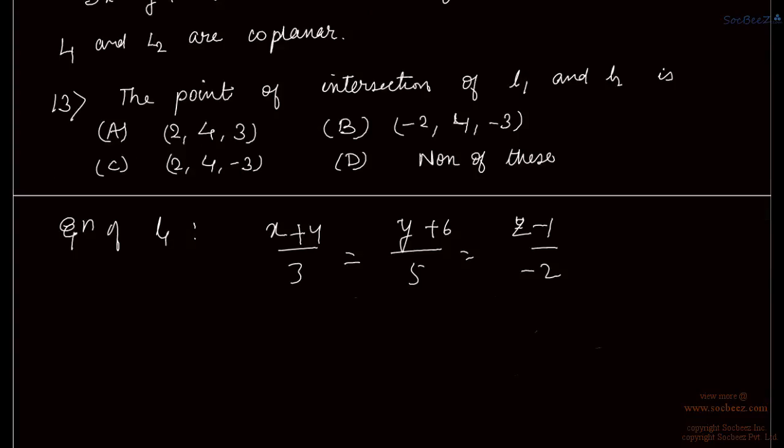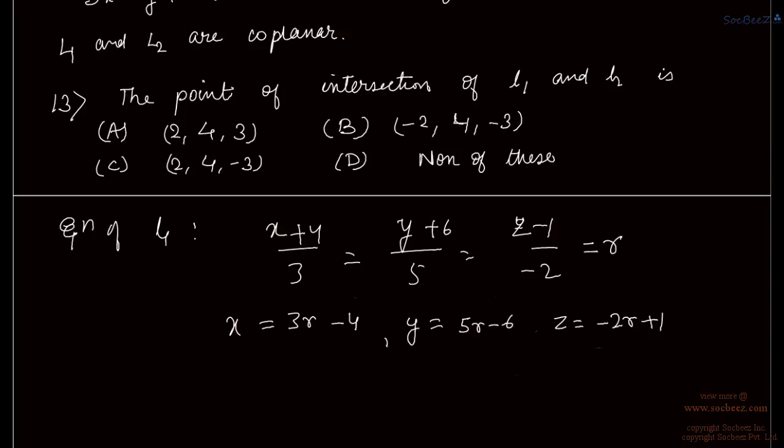So we have found the equation of the line: (x + 4)/3 = (y + 6)/5 = (z − 1)/(−2). Let it be r, where r is some variable. So we can write x = 3r − 4, y = 5r − 6, and z = −2r + 1, right?